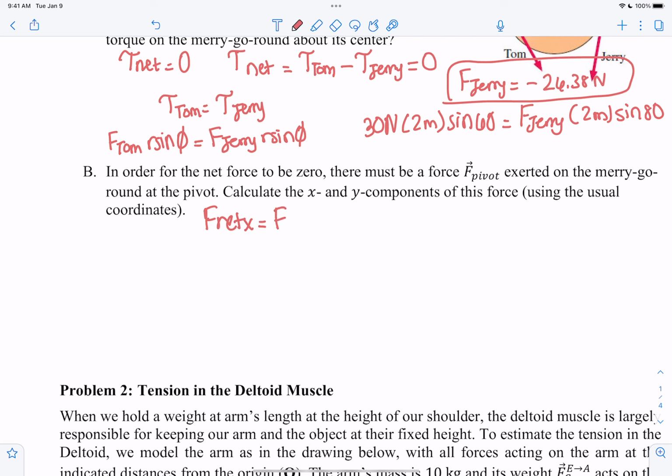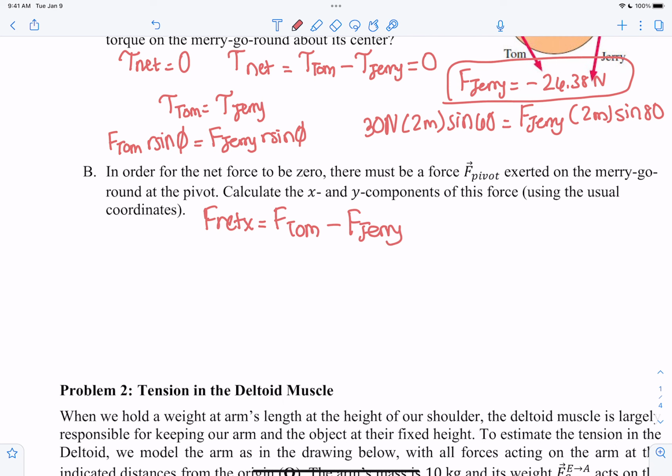And that's equal to F Tom minus F Jerry, right? Because Tom pushes to the right, Jerry pushes to the left. And then let's say this is an unknown force, so let's say this is F3x, right? Now, we know that Tom's force was the 30 newtons, right? Jerry's force was the negative 26.38 newtons.